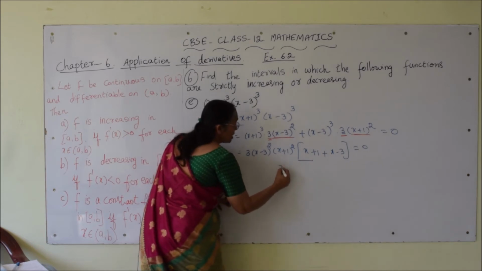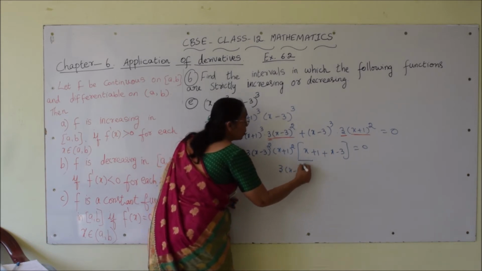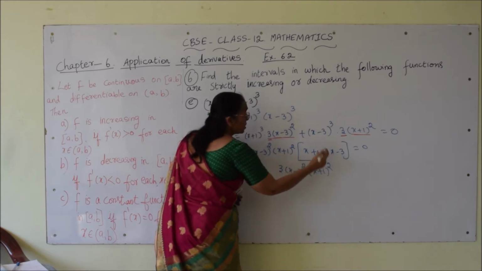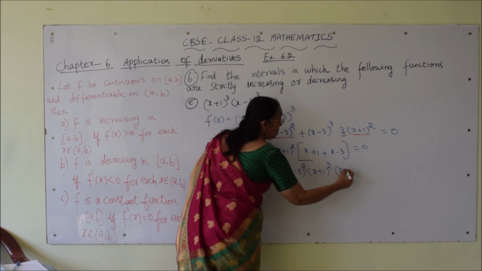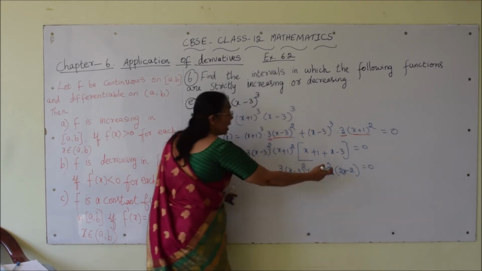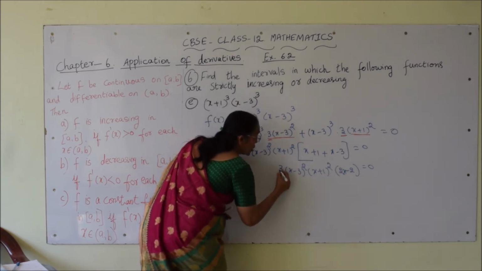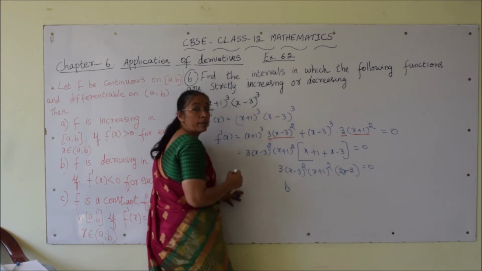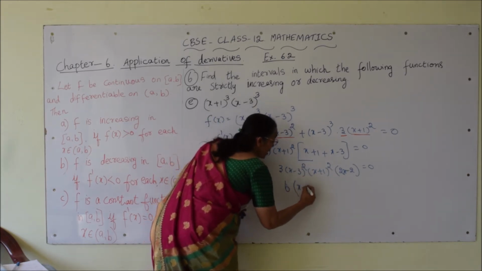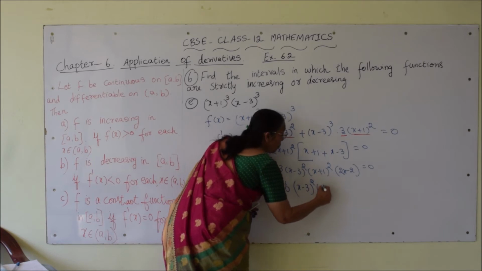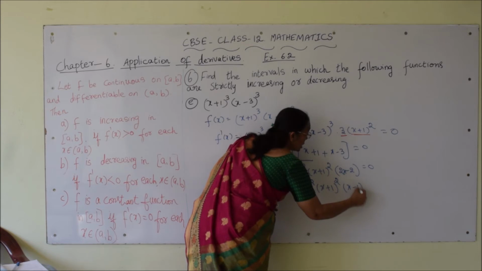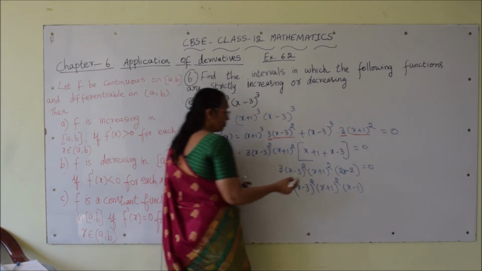So, we have 3 times (x minus 3) whole square times (x plus 1) whole square times [x plus 1 plus x minus 3], which is 2x minus 2, equal to 0. Again we can take 2 common outside. So, 3 times 2 is 6. We get 6 times (x minus 3) whole square times (x plus 1) whole square times (x minus 1), since we have taken 2 common outside.